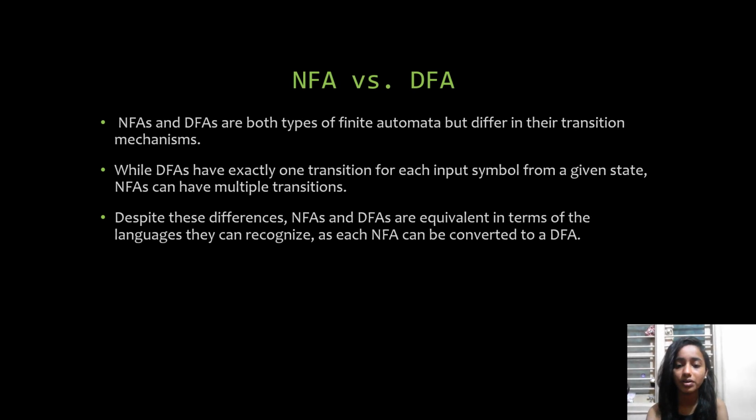Now you might be wondering how NFAs differ from deterministic finite automata or DFAs. The main difference is that DFAs have exactly one transition for each input symbol from a given state, whereas NFAs can have multiple transitions. Despite these differences, NFAs and DFAs are equivalent in terms of the language they can recognize.